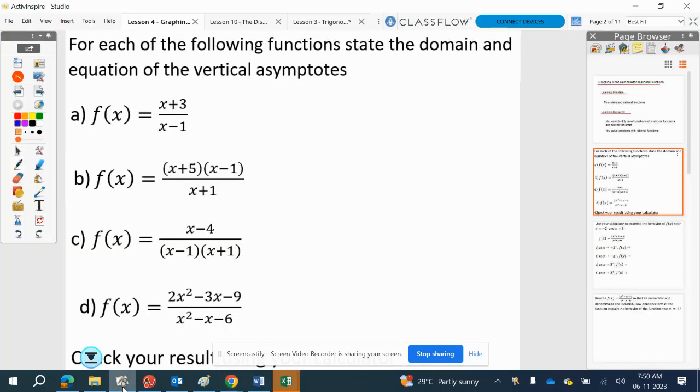Okay, let's have a look at these ones. So today we're looking at graphing more complicated rational functions. First up, we're looking at the basics.